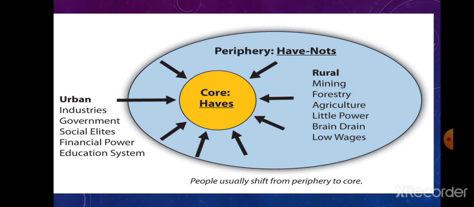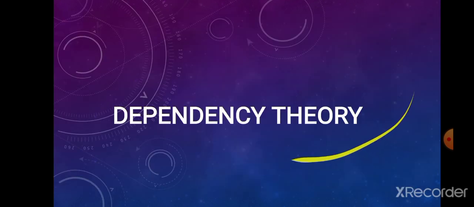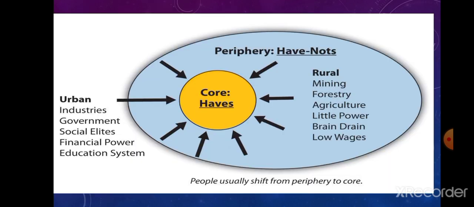Dependency theory says all developed countries are core countries, wealthy countries, and all developing and underdeveloped countries are the periphery. Okay, core countries means rich, wealthy countries; there is industry, there is technology, there is good governance, good education system. And periphery countries means there is a lack of infrastructure, a lack of technology, they are dependent on agriculture, there is no good education system. Means core countries and periphery countries, haves and have-nots.